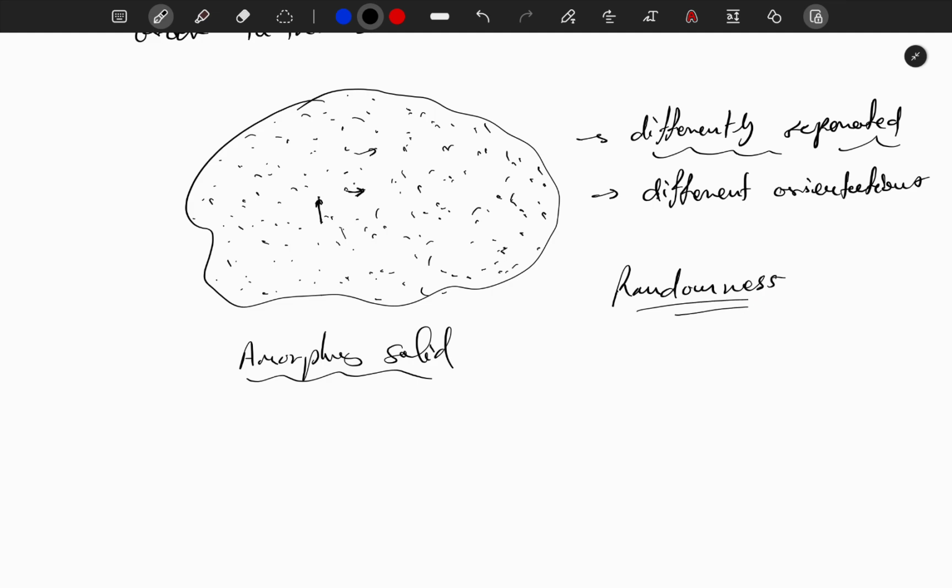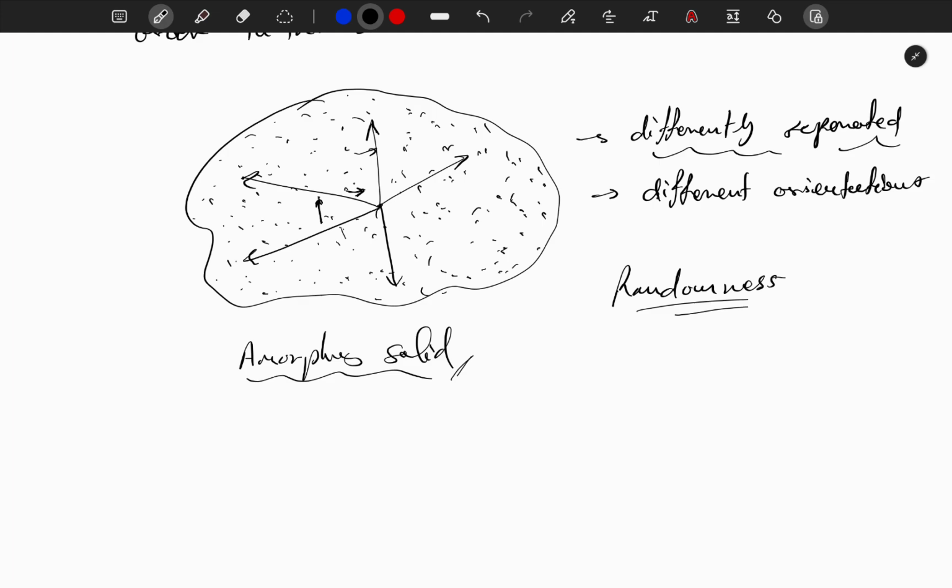This randomness is in all directions wherever we go. If we go in this direction, we find randomness. In this direction there is randomness, and also in this direction. So in 3D, wherever you go in an amorphous solid, you will find randomness in these types of solids.